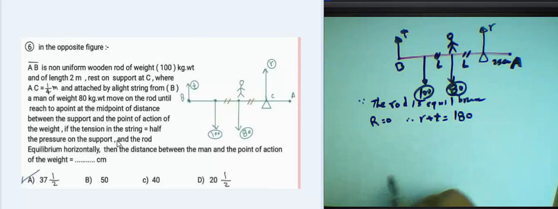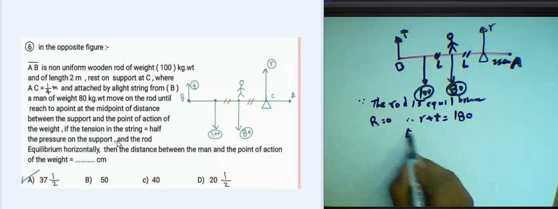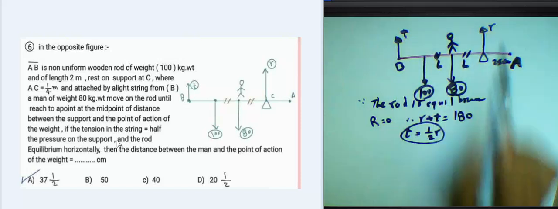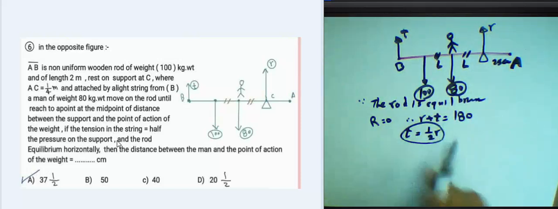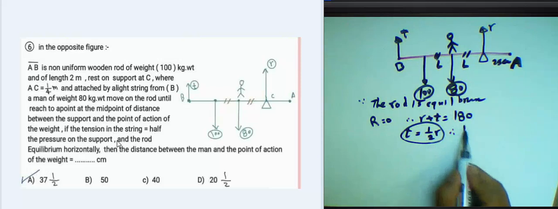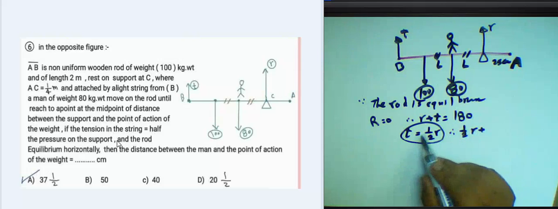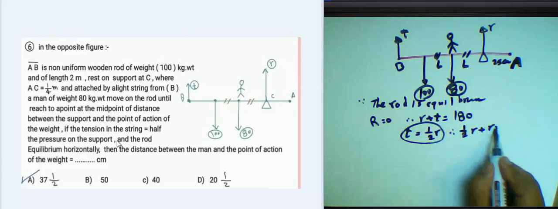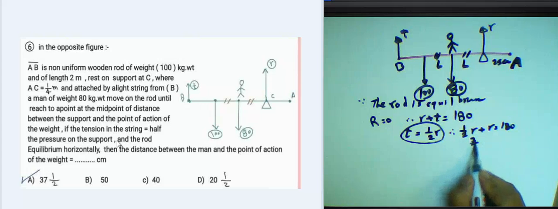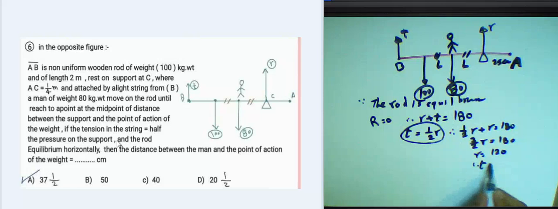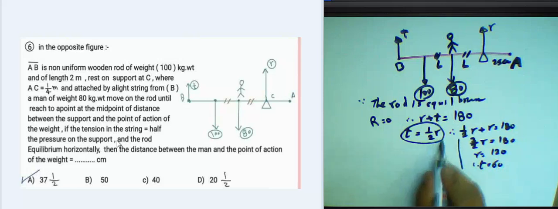And he gives us this information: T equals half R. Put T here, then half R plus R equals 180. 3 over 2 R equals 180, then R equals 2 times 180 divided by 3, equals 120. Then T will be equal to 60, because T equals half of R.